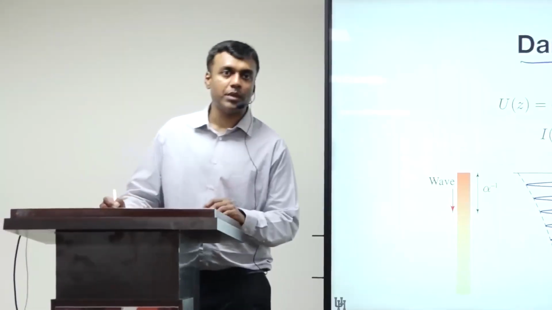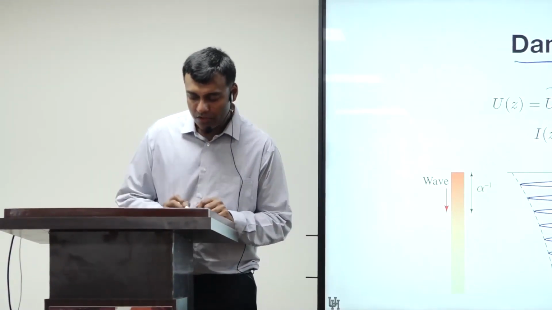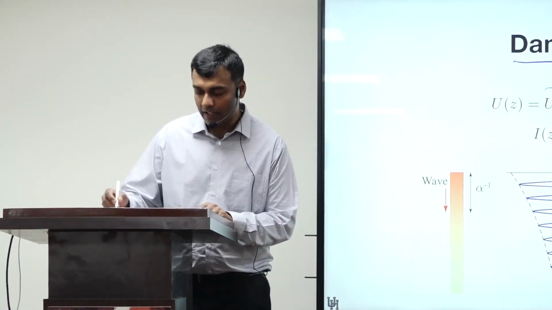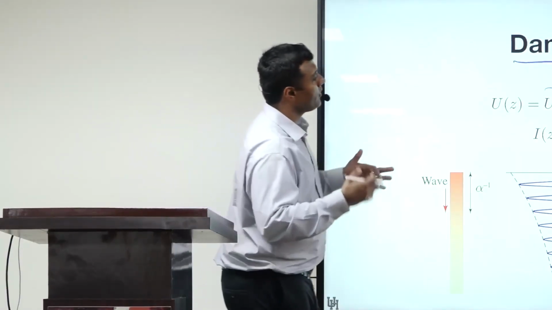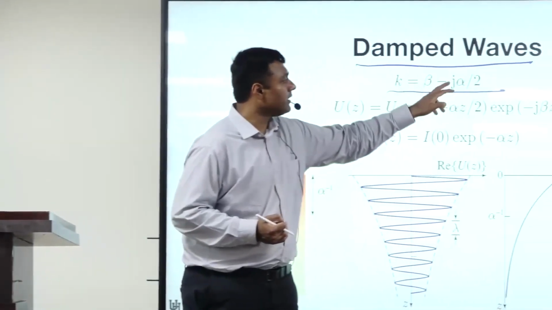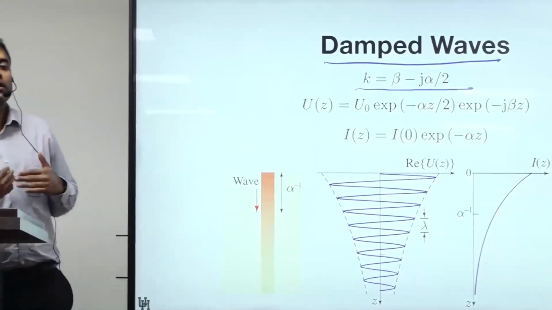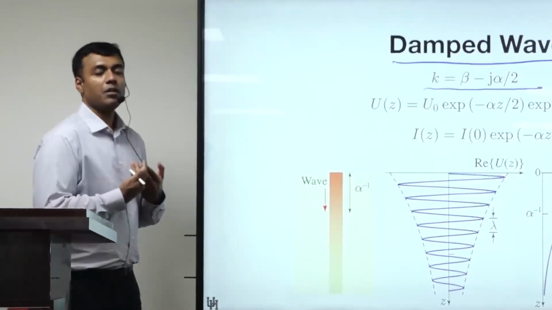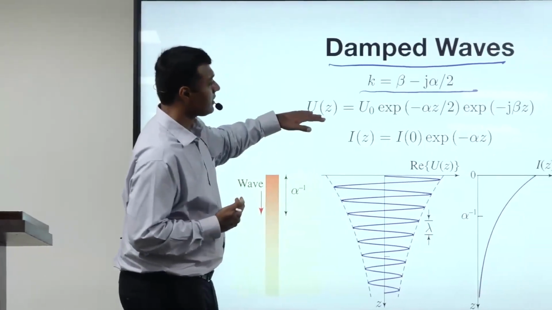So the way to mathematically represent that is, instead of having a k vector which is real valued, in the previous case the k vector was just 2 pi by lambda or something of that sort, right? But if instead of it being purely real, it is complex valued, then the imaginary part of the k vector will tell you something about the absorption coefficient. That is really related to the absorption coefficient. So here is the equation.